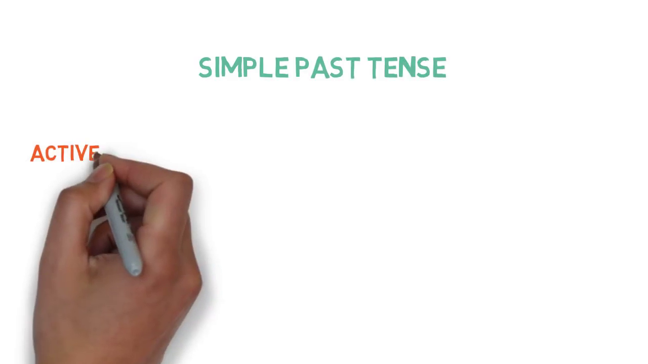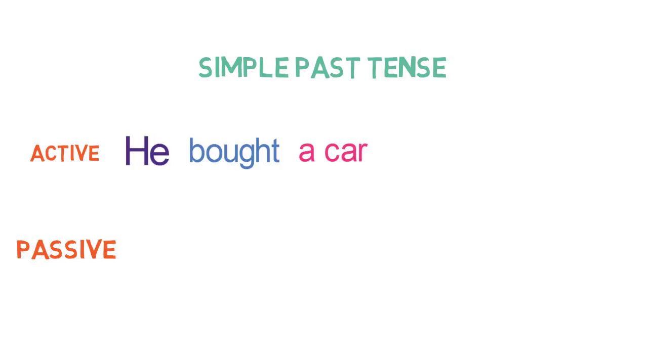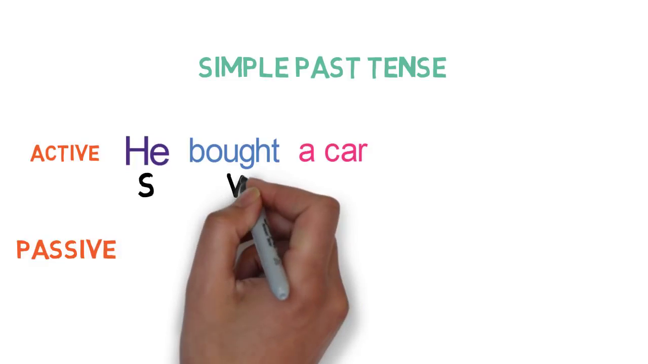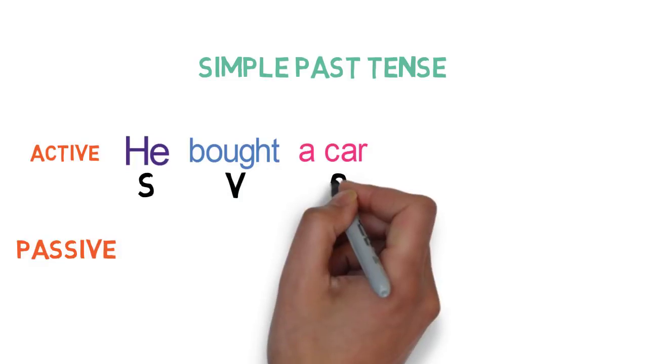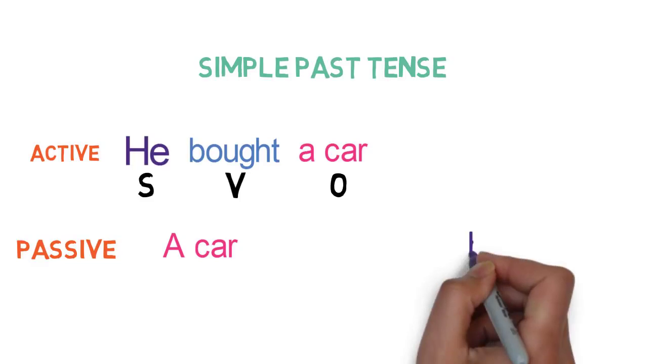Active sentence. He bought a car. Passive sentence. Firstly, we need to identify subject, verb and object. Here, he is the subject, bought is the verb and a car is the object. Now, let's swap the position of subject and object. So here, it will be a car and at this position, it will be him.